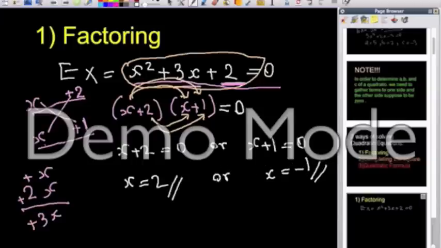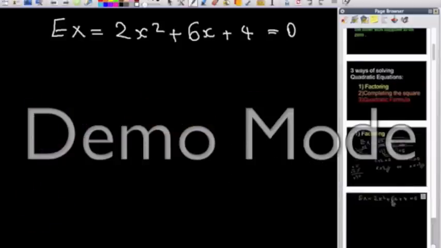That's it. This is factoring. It's this easy. Okay, let's do a little more examples.